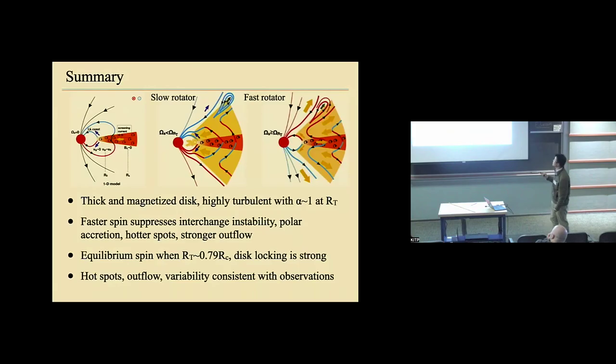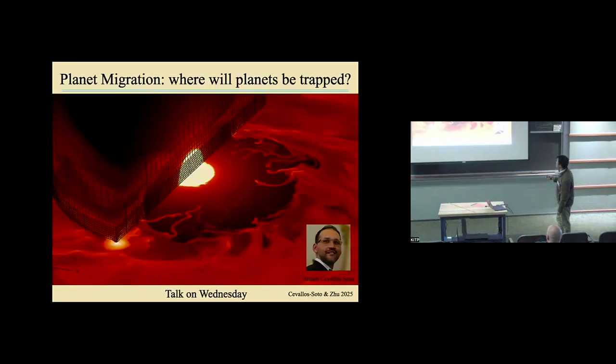The 3D simulation suggests a quite different picture. The disk is very thick and highly magnetized, very turbulent. And the spin actually affects the dynamics in the disks. Slow spin has these filaments moving in, with hotspots close to the equator. A faster rotator will suppress these filaments, and also has much stronger outflows. And for the equilibrium spin state, we could give a value here. The hotspots, outflow, and variability are all consistent with observations. And yeah, that's the end.